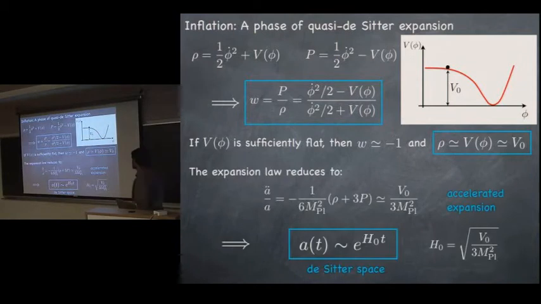So if you plug it in, you get an accelerated expansion. The acceleration is positive, and as a result, it's actually an exponential expansion, which is the de Sitter space. That, if you want, is just de Sitter space. Exponential expansion.